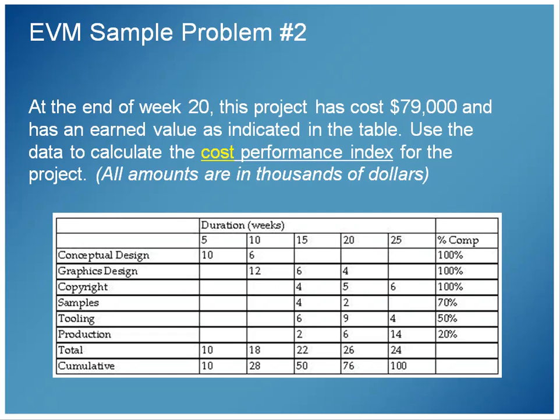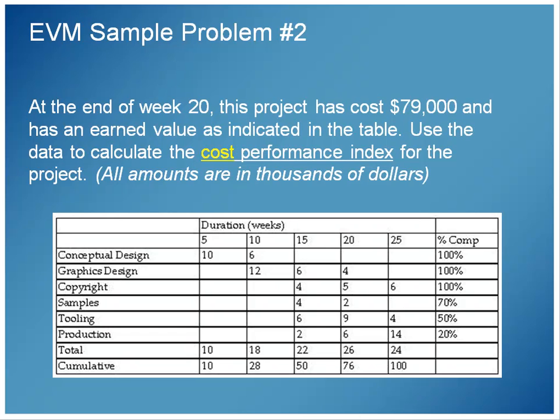Here's a second problem that's going to use the earned value and something more than that. And this one's asking a different question. This one says at the end of week 20, this project from the figure shown has a cost of $79,000 and has earned value as indicated in the table. So I can use the table to figure out my earned value, which is what I just got through doing. And in fact, I think these may be the same numbers that we used before, so we get to use our same 71.1 earned value. Use the data to calculate the cost performance index for this project.